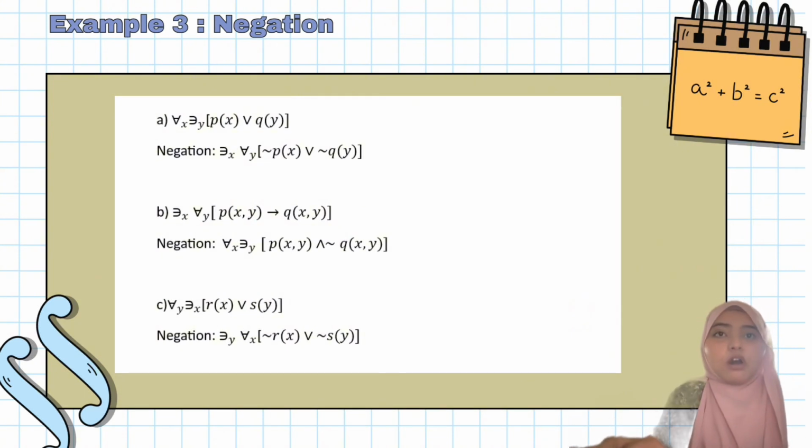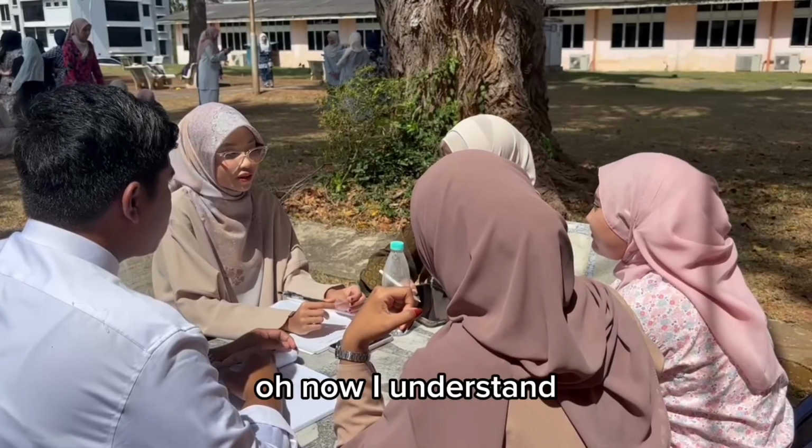C. For all y, there exists x, r(x) or p(x,y). We do a negation. For all y, we change to there exists y. There exists x, we change to for all x. r(x), we put a negation, not r(x), and, not p(x,y).